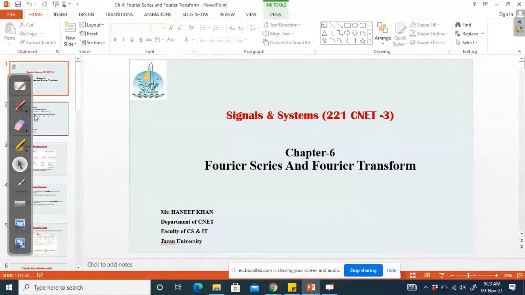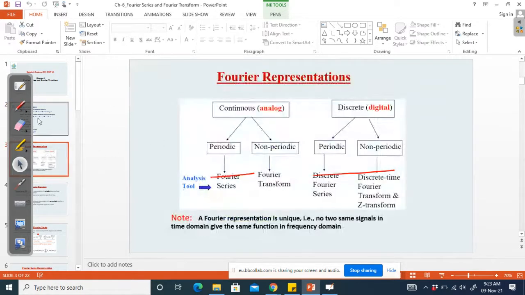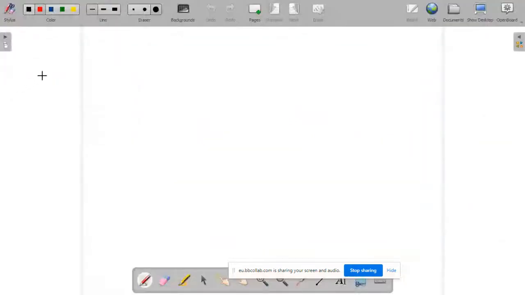So today we are going to talk about chapter number 6, that is Fourier series and Fourier transform. And these are the content of this chapter. We will see Fourier series, Fourier transform, and properties, or we will see one by one. Now, before going to all these slides, first I want to give you some basic idea of this chapter.